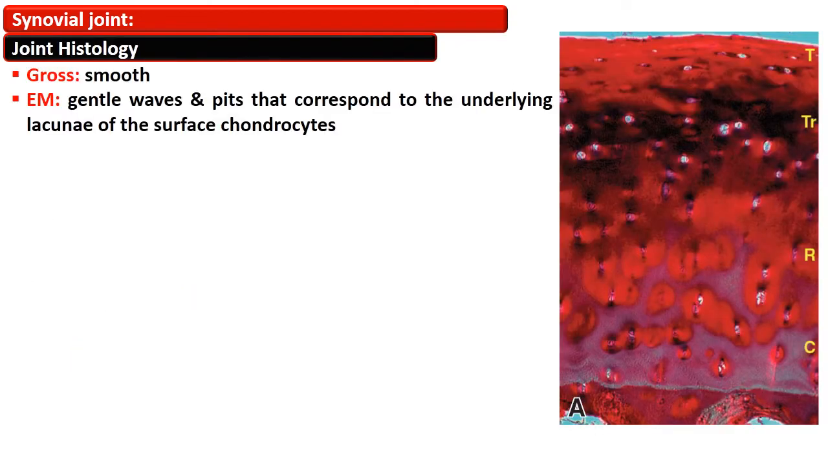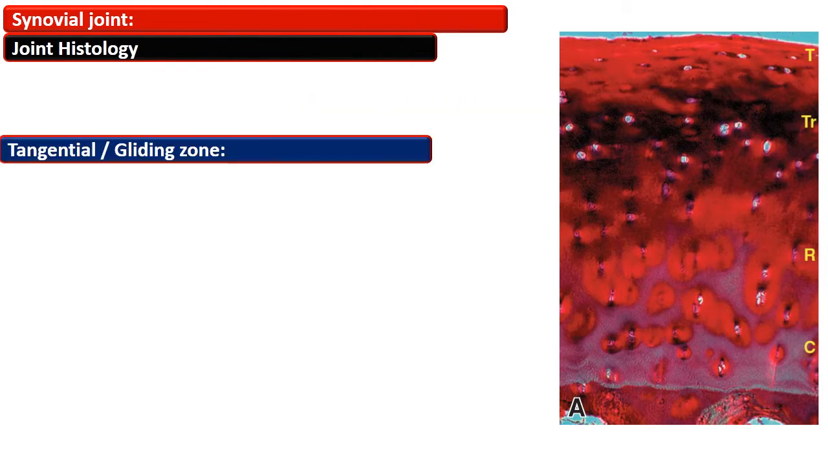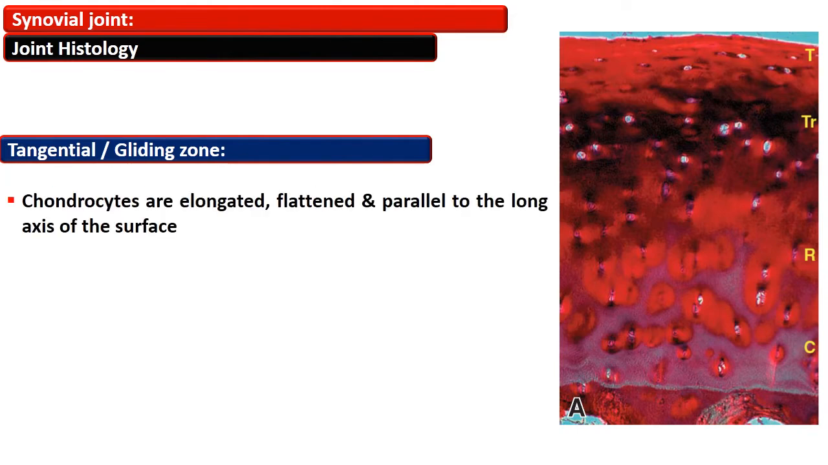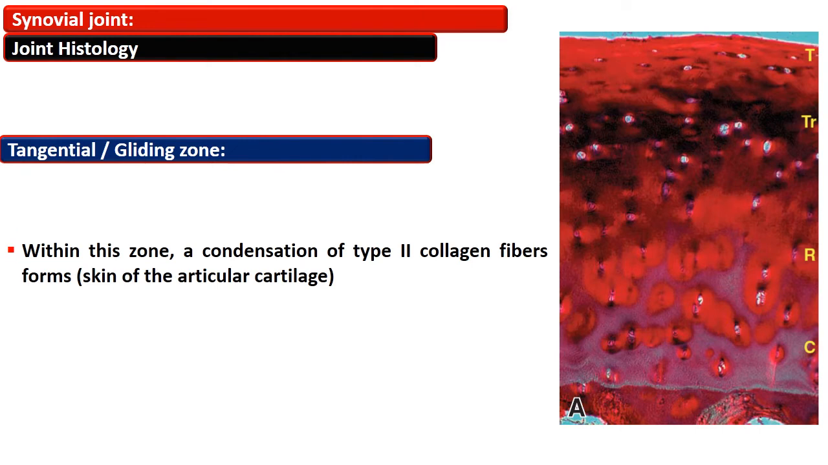The articular cartilage is smooth grossly, while on electron microscopy it shows pits which correspond to the underlying lacunae of the chondrocytes. There are 4 zones in the articular cartilage. First is the tangential zone, the uppermost and closest to the articular surface. In this tangential zone the chondrocytes are elongated, flattened and parallel to the long axis of the surface, and there is condensation of type 2 collagen fibers, hence it is also termed the skin of the articular cartilage.